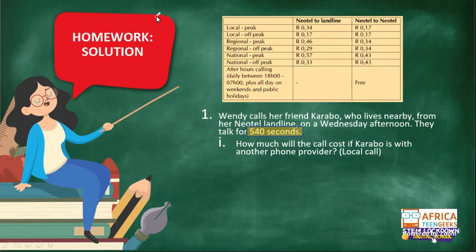Just remember we always have to make sure we use the units, just so that we don't confuse ourselves. Because remember, the Neotel table that they give us up here, the prices are listed per minute. So we know already later on we're going to have to convert the seconds to minutes to know exactly how much a call will cost. Okay, what else do we know? We know it is on a Wednesday afternoon.